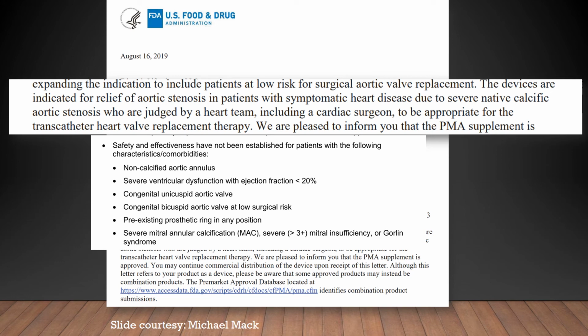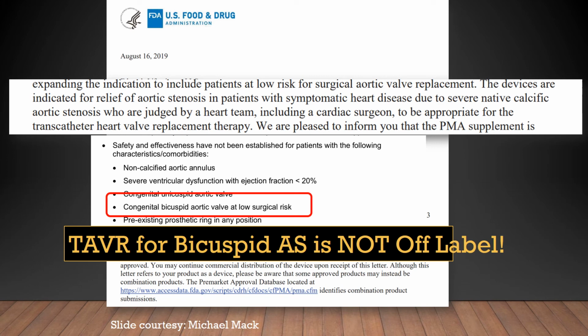Now, therefore, TAVR for bicuspid aortic stenosis is not off-label. I would respectfully disagree at this point in time. I think it is still off-label in my point of view, especially when you're talking about a severe type 0, and we have to exercise caution when we are treating these people, especially the low-risk patients. We have to be very careful with them. For all the other comorbid conditions that we were talking about, I think it's very important.